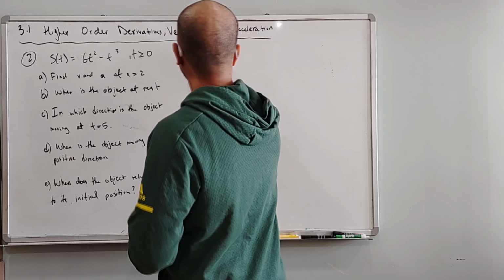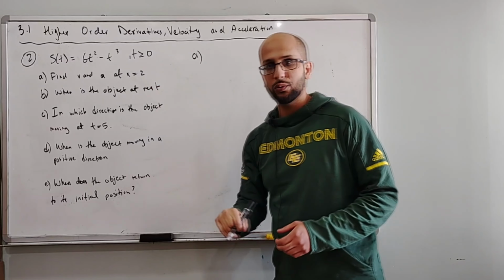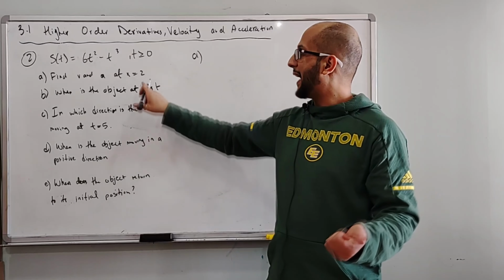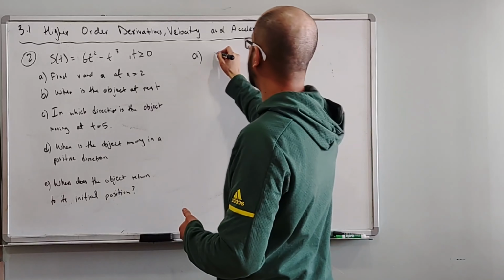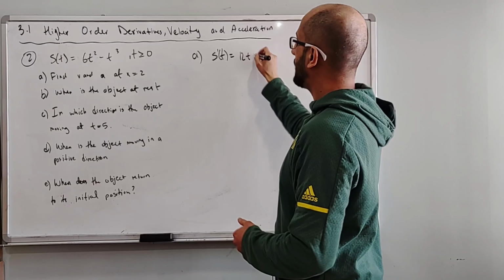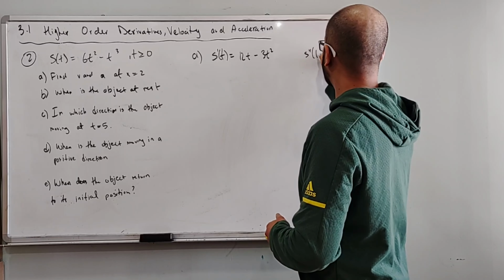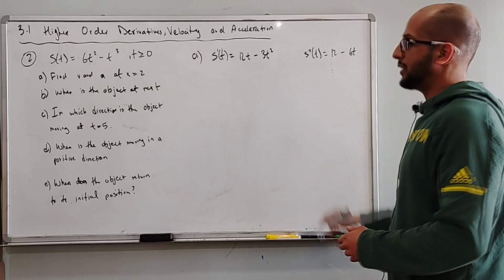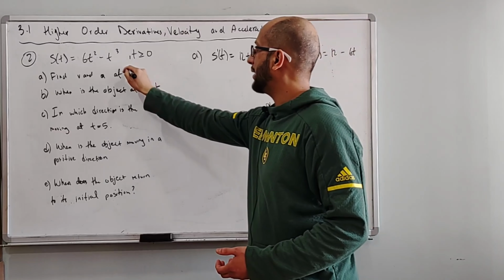So let's do A. Find v, which is velocity, and acceleration at t equals 2. Remembering that s is a position function, so velocity just means find the derivative at 2, then find the acceleration at 2. So I'm going to start by finding the derivative function, which is going to be 12t minus 3t squared, and I'm going to find the second derivative function, which is the derivative of this, 12 minus 6t.